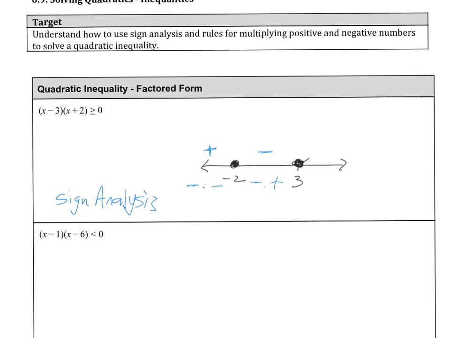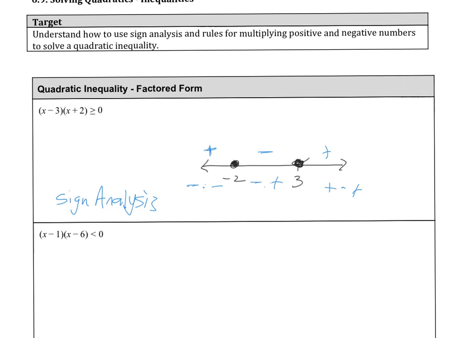And then finally, same trick as before. Some number in this region over here, you could pick 4 or 5. I'm going to pick 1,000,000. 1,000,000 minus 3 is positive. 1,000,000 plus 2 is also positive. A positive times a positive is positive.